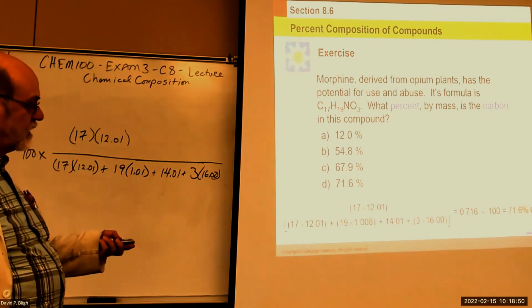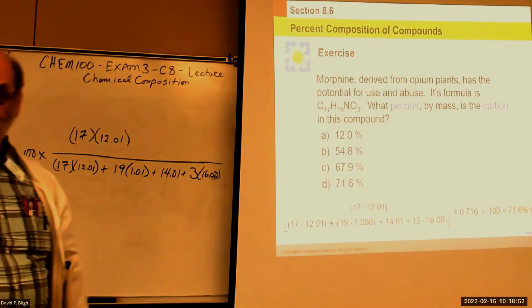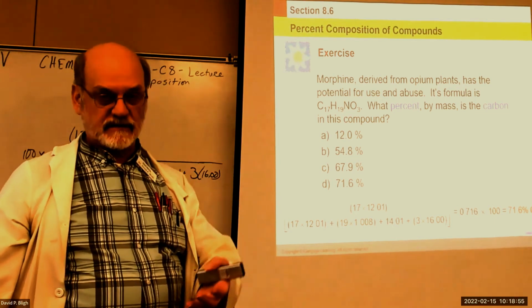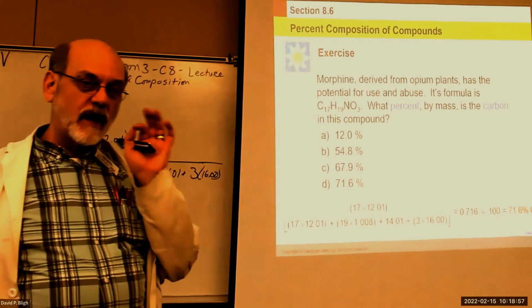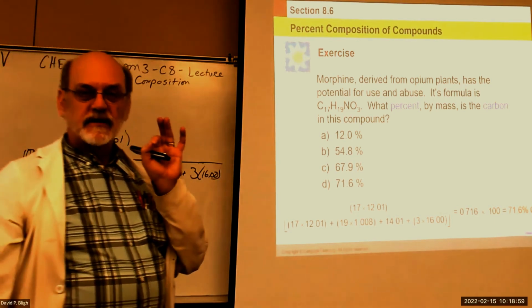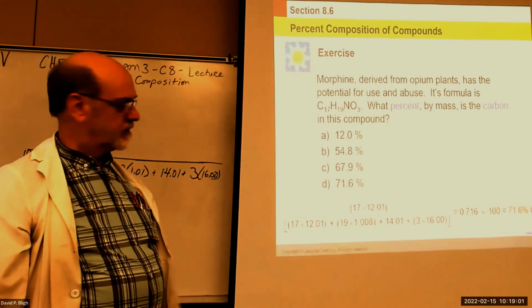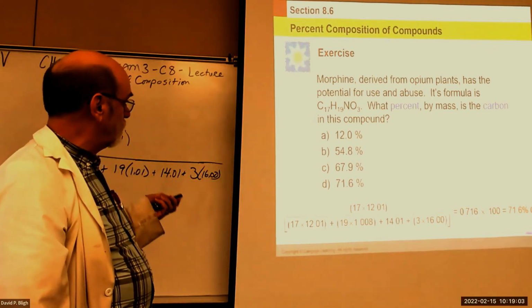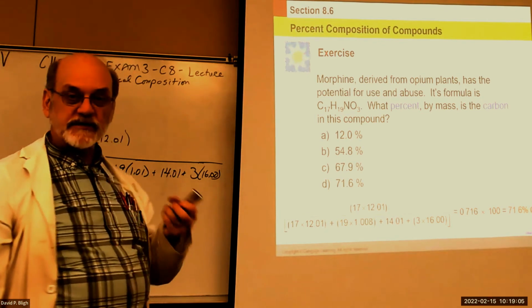That's your percent of carbon in that compound. So there you are. And it turns out that there's a lot of carbon by mass. Right? Now we're talking not numbers of carbon atoms, but masses of carbon atoms in that one molecule. 71.6% carbon.